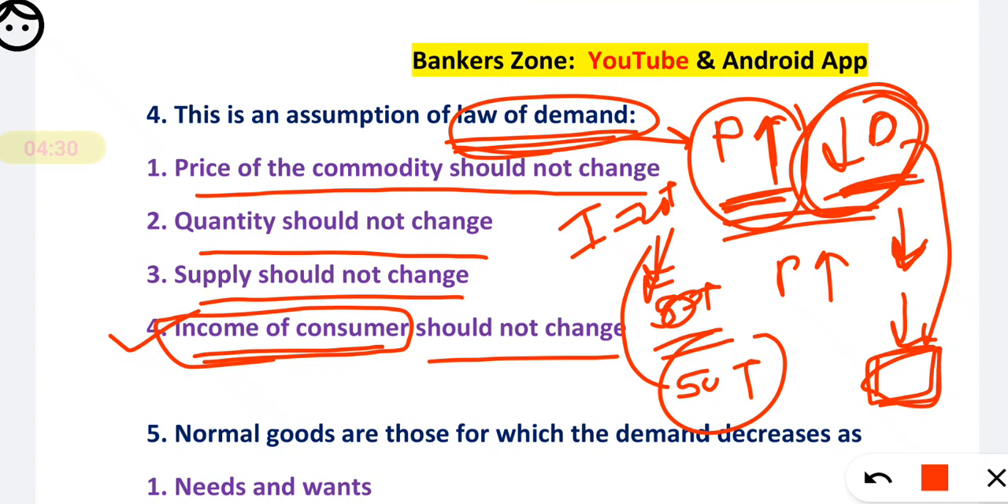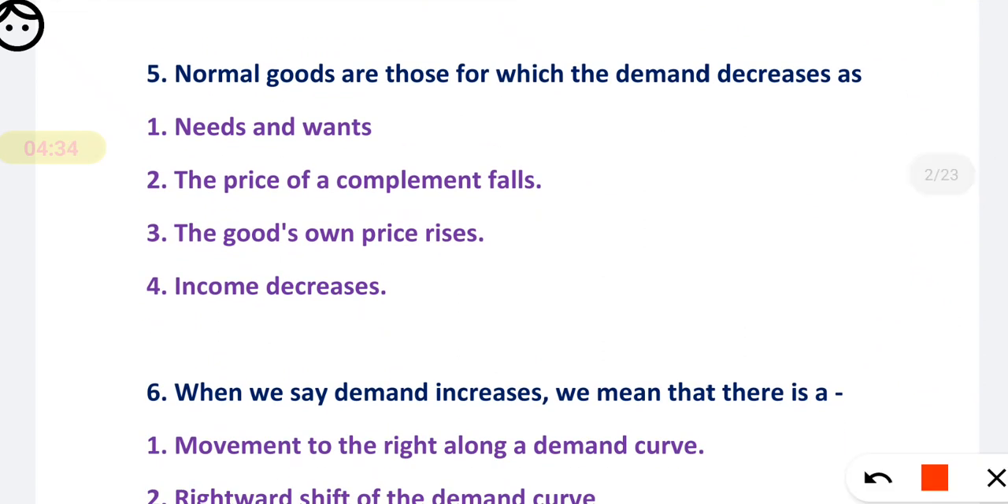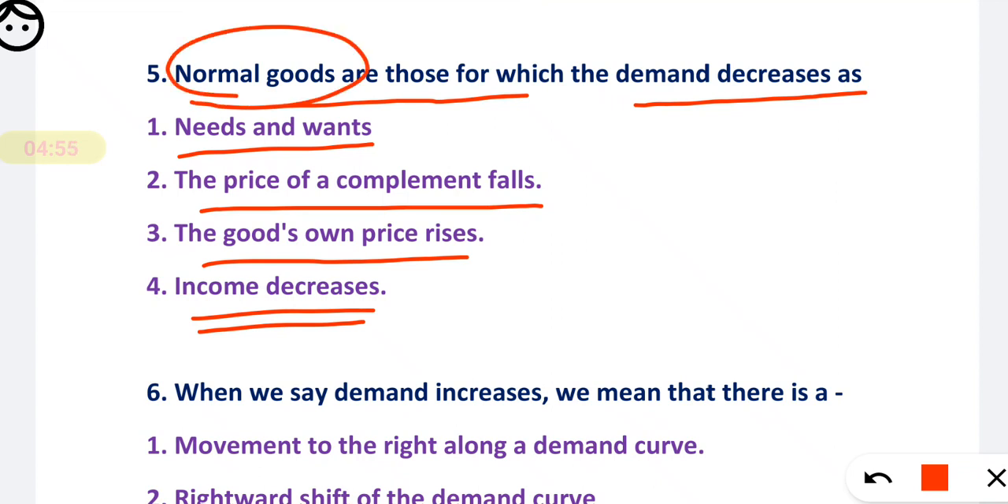So next, the fourth is completed. The fifth question is: normal goods are those goods for which demand decreases as, first option, needs and wants; second option, the price of the complement falls; third option, the good's own price; and fourth option, income decreases. So friends, remember the normal goods. What are the normal goods?